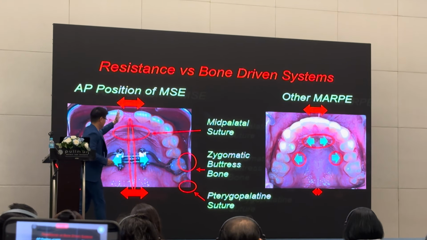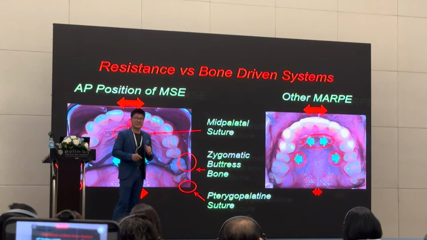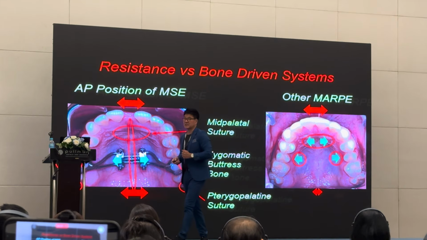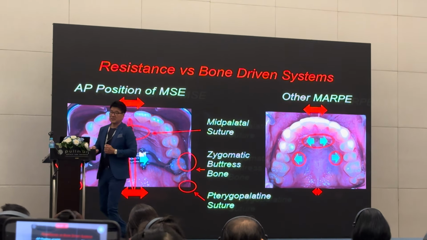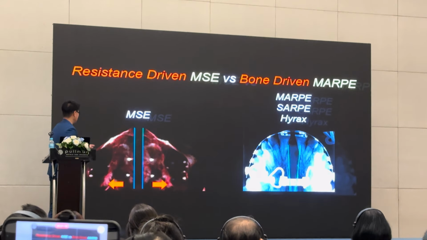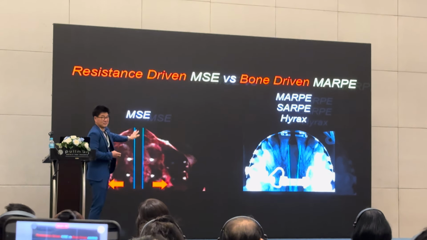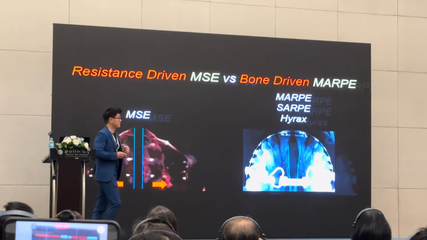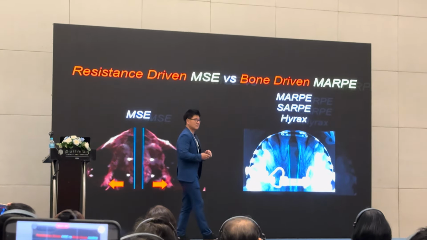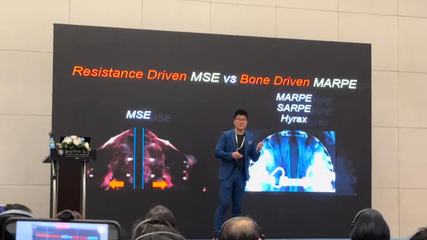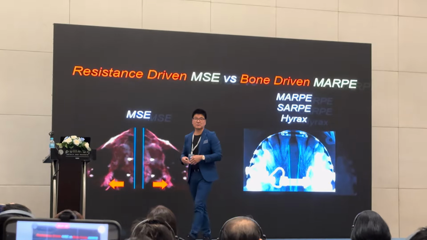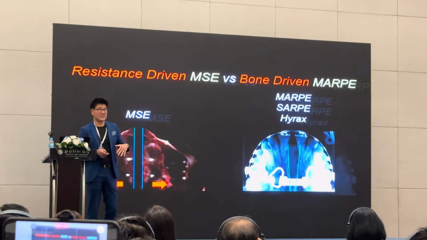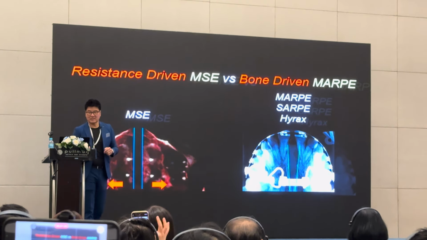This one promotes parallel expansion. This one promotes more tipping-like expansion. So the result is like this. MSC or any resistance-driven system will give you relatively parallel expansion. A bone-driven system, which is very similar to SARP or Hyrax, gives us predominantly anterior expansion, and much less posterior expansion.